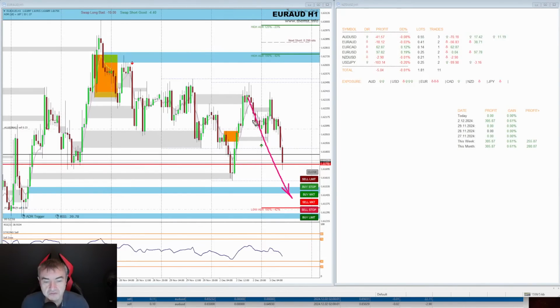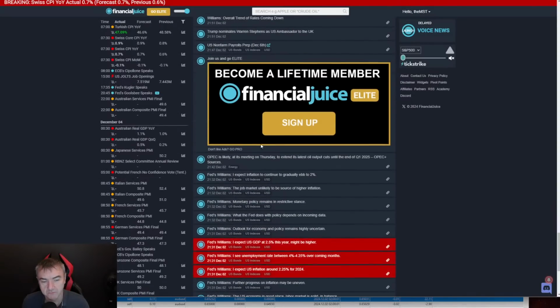So shorts on the euro only. Most of the euro pairs are short only anyway, based on swap costs. So I am only exposed short, which is fine, but we'll see what happens with that. So that's the main news to be wary of today.